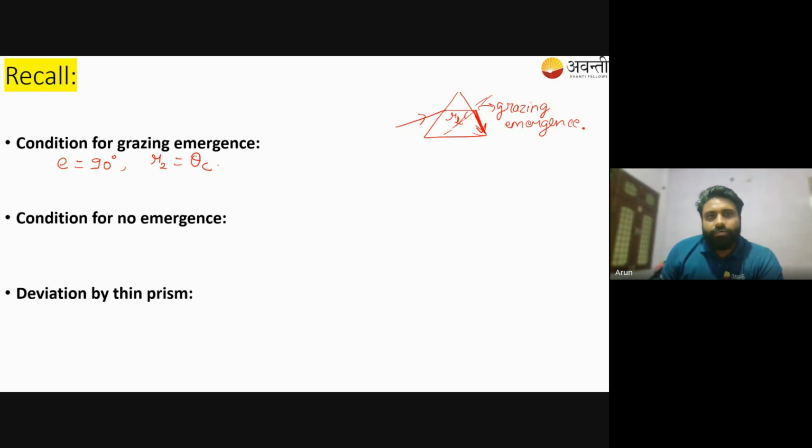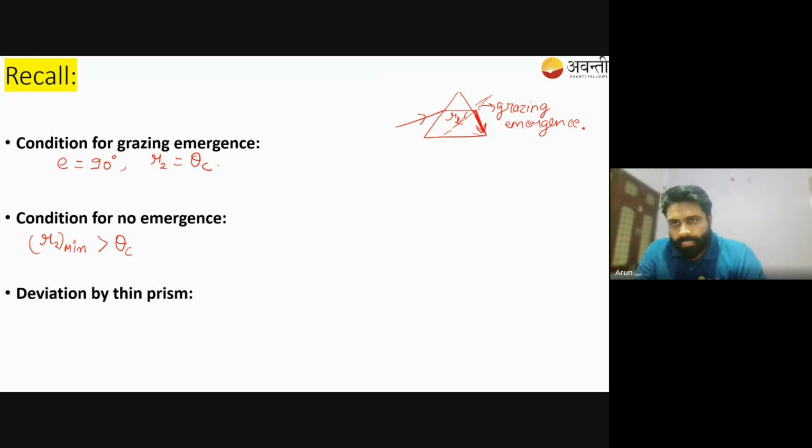Now what is the condition for no emergence? I have told you the condition for no emergence is when the minimum value of R2 is greater than theta c. ठीक है? Is greater than theta c. Got it? Means when the minimum value of R2 is greater than theta c, then there is a condition that no ray would transfer to another medium. Okay, complete TIR can take place on the boundary.